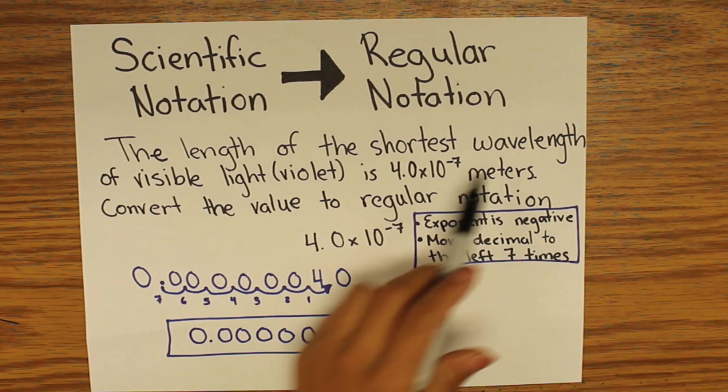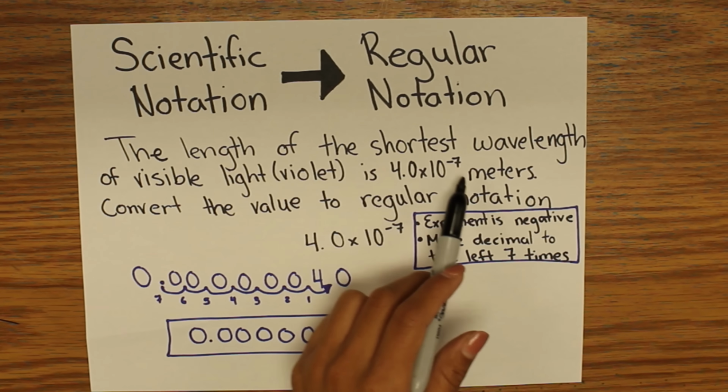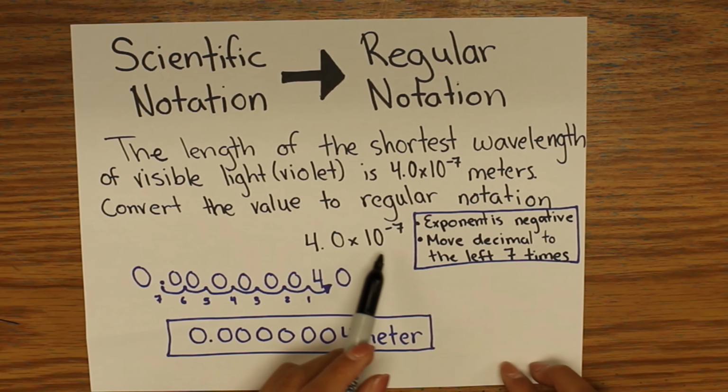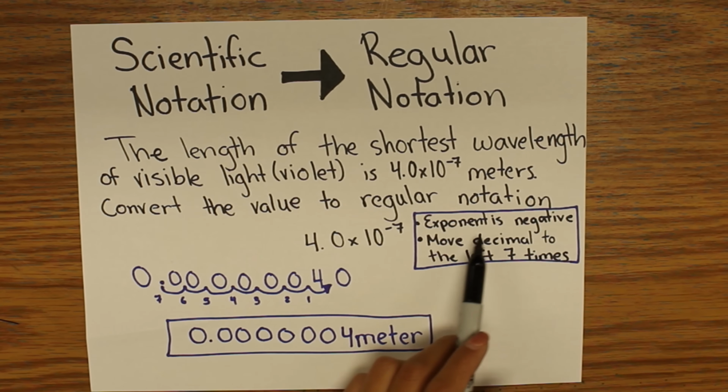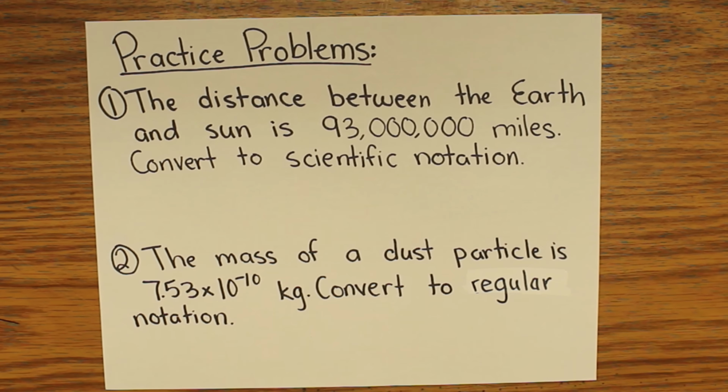The length of the shortest wavelength of visible light, in other words violet, is 4.0 times 10 to the negative 7 meters. Convert the value to regular notation. Well, when we write our number out again, we notice that the exponent is negative. Therefore, we would have to move the decimal to the left 7 times. So we're going to start over here, and we're going to go 1, 2, 3, 4, 5, 6, 7 times. Our final answer should be 0.0000004 meters.